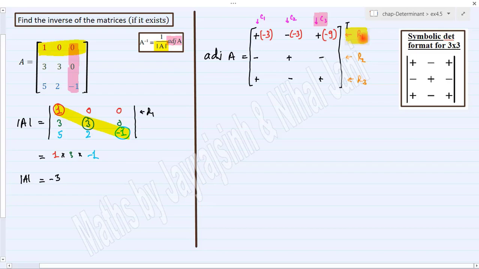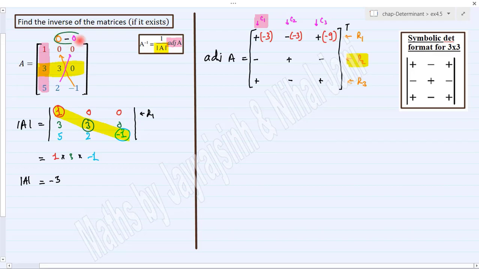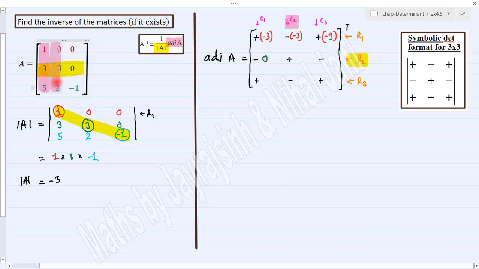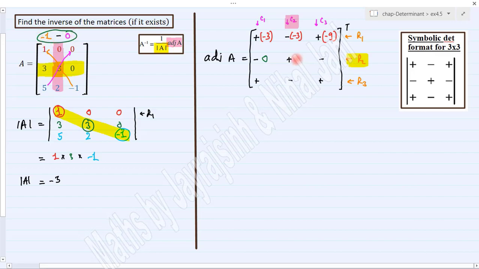So we successfully get the elements of first row. Now let's try to get elements of second row. Its first element is in first column. So ignore second row and first column and then cross multiply. Minus 1 into 0 will become 0, minus 2 zeros are 0 again. So 0 minus 0 will give us 0. Then the second element is in second column. So minus 1 multiply with 1 will give us minus 1, minus 5 zeros are 0. So here we'll get minus 1.